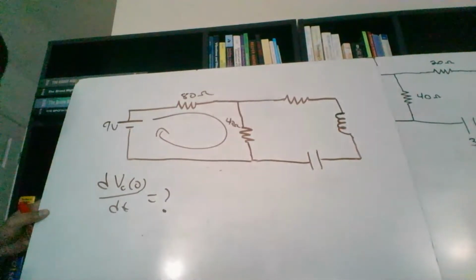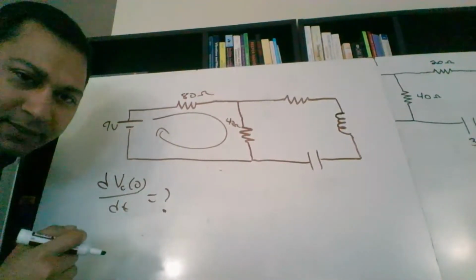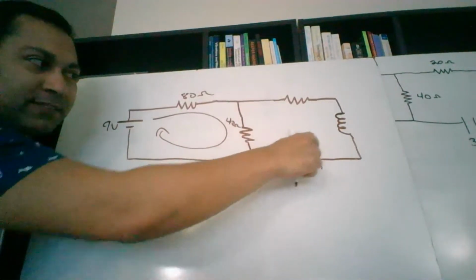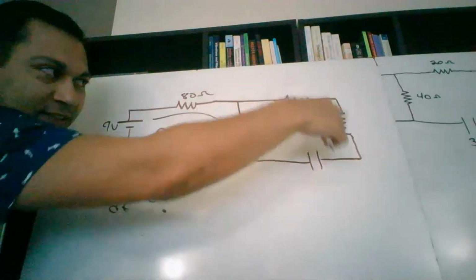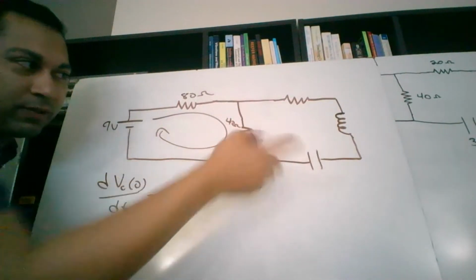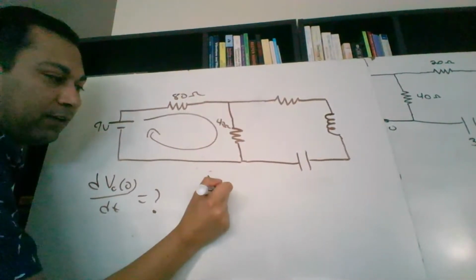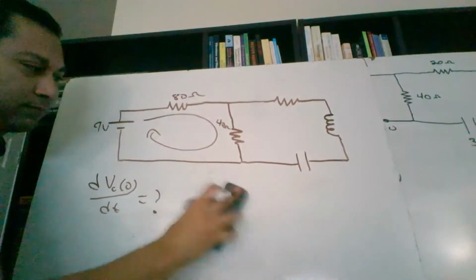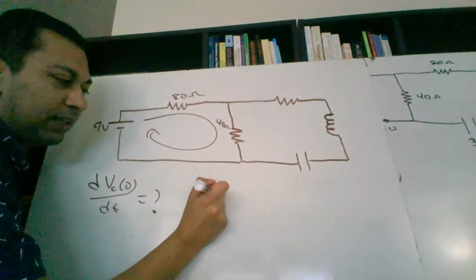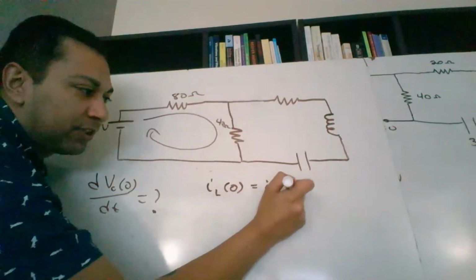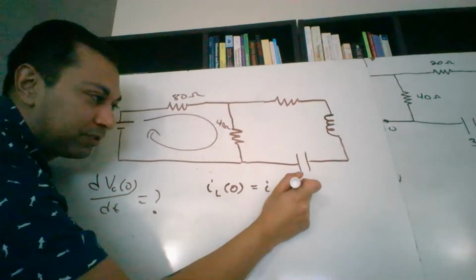So let's talk about this now. Here's something that you want to make sure you understand. Whatever the current through this inductor is has to be the current through here, because this is in series. So when the current goes through here, it also has to go through there as well. So we can say that the current in the inductor at time equals 0 is going to equal the current through the capacitor at time equals 0.